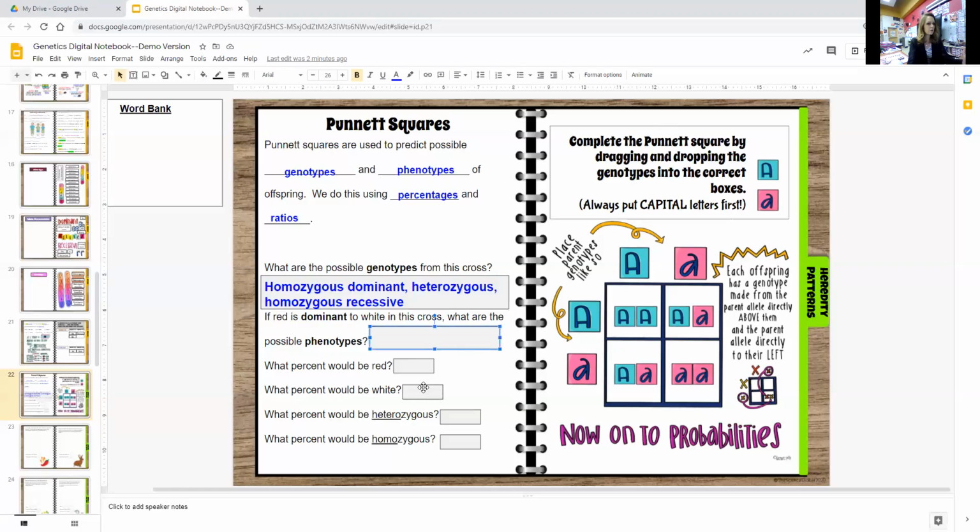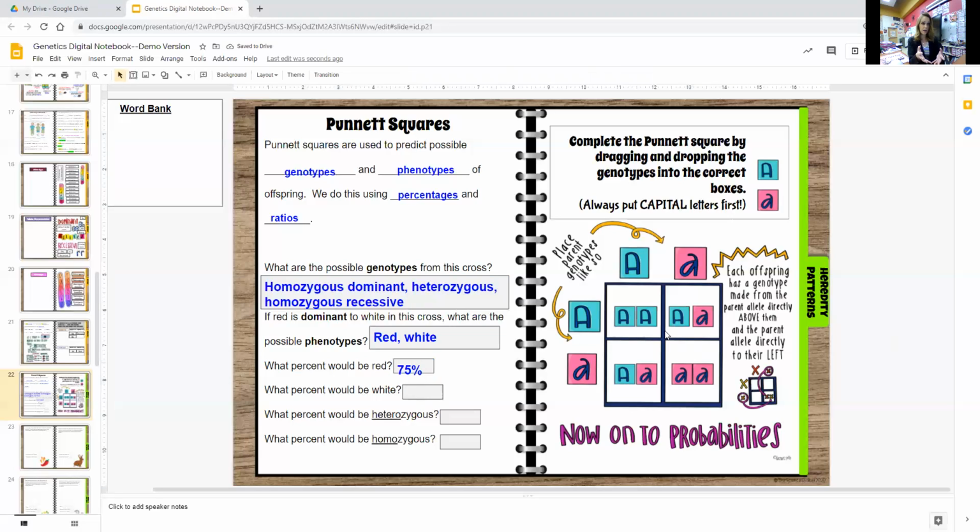So back to the question, if red is dominant to white in this cross, what are the possible phenotypes? Well, I have red flowers. Anything that has that dominant allele in it is red, and I have white. Now, what percent would be red? Well, how many of them have a dominant allele in them? 1, 2, 3. What's 3 out of 4? Or think about quarters. 75%.